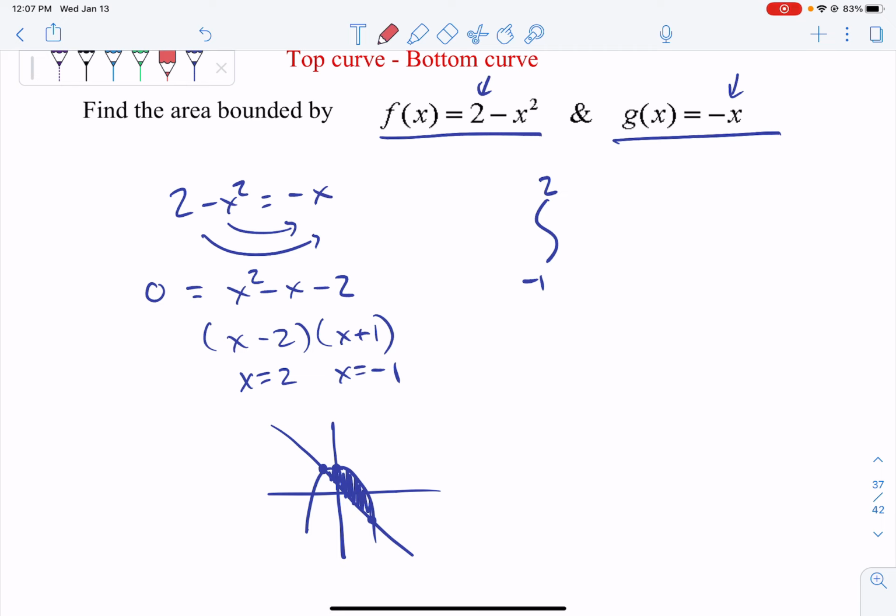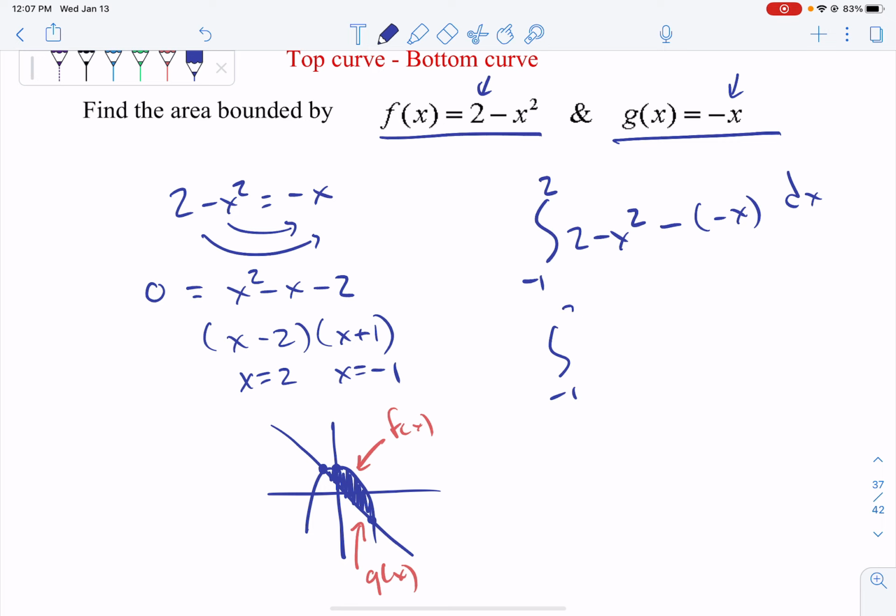So my top curve, the one that is on top, is my f of x. My bottom curve is my g of x. So that means that my integral is going to go from 2 minus x squared, that's my f of x, minus my g of x, which is negative x. So really I'm integrating from negative 1 to 2 of 2 minus x squared plus x dx.